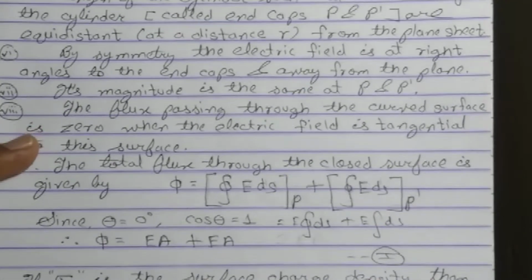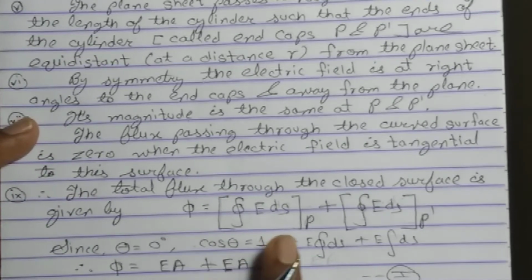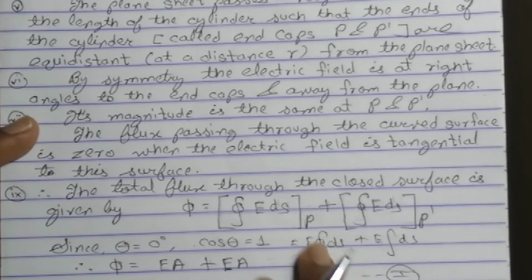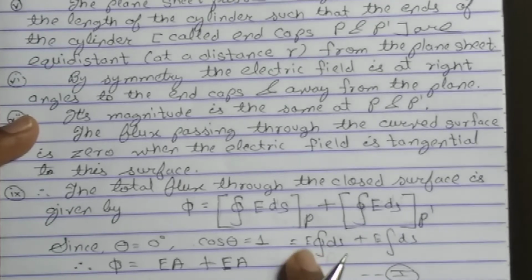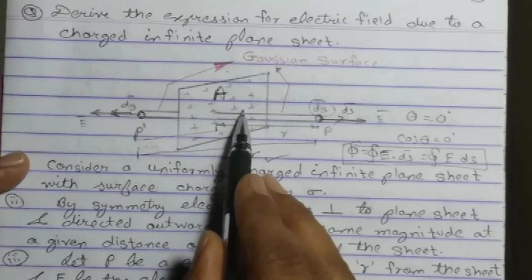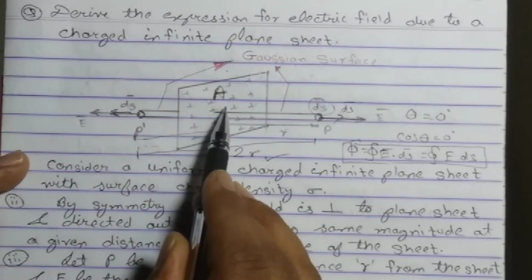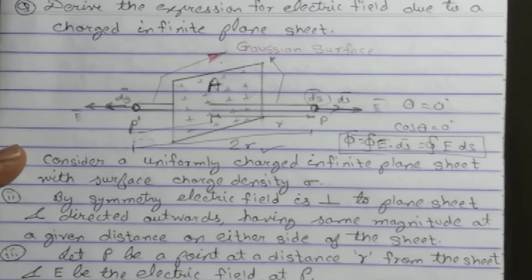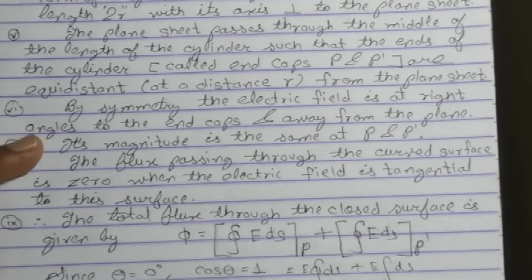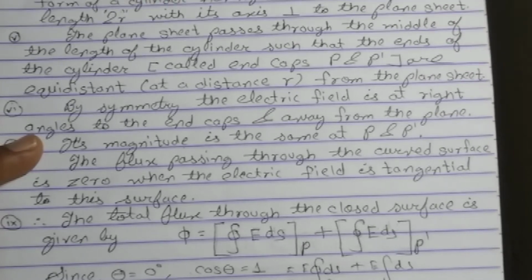Understood, students? Hope you understood this derivation. Only you have to remember that the total flux is due to point P as well as point P dash. I took E common. Integration of ds is the total area at the right hand side, and we have to consider another area, which is at the left hand side of this sheet. That's why we took A at the right hand side as well as A at the left hand side. That's why we add EA plus EA, which is twice EA, equation number 1.